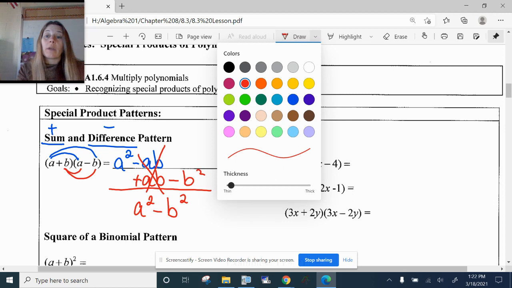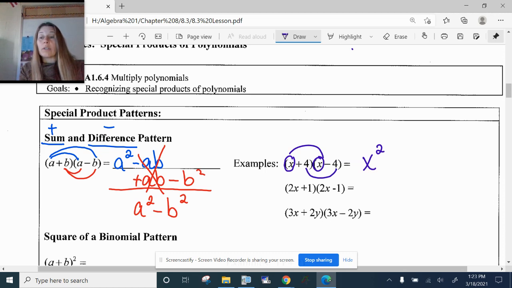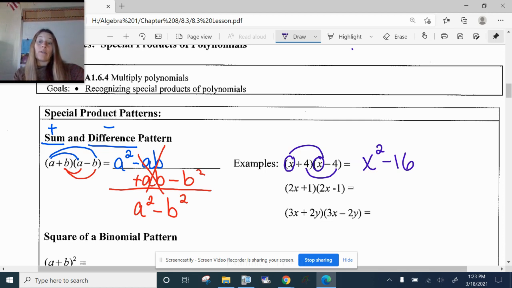So for example, if I were to use this pattern on this one, I can see I have x plus 4 and x minus 4. So rather than distributing all four together, all I have to worry about is x times x, which is x squared, and then 4 times negative 4, which is negative 16, and that's it. Because if I had done the other two steps in the distributing or FOILing process, I would have had a positive 4x and a negative 4x, which would have canceled out anyway. So it's a little shortcut you can use when you have one of these patterns.